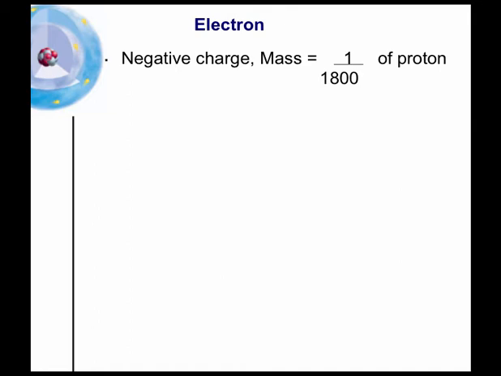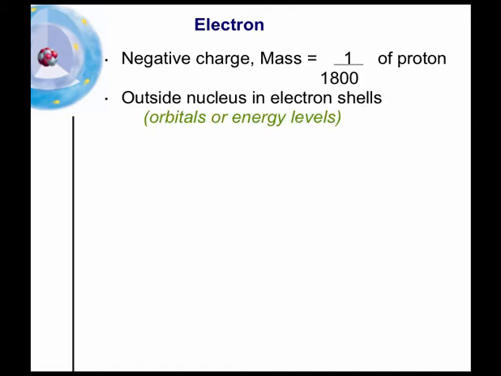Very, very small particle. Now the electron is unique because the electron is actually outside of the nucleus of the atom. So protons and neutrons are in the center, electrons are on the outside, and they're in what are called electron shells. We'll also refer to that as either orbitals or energy levels, and that's where the electron lives.